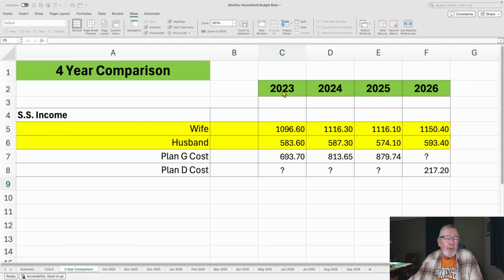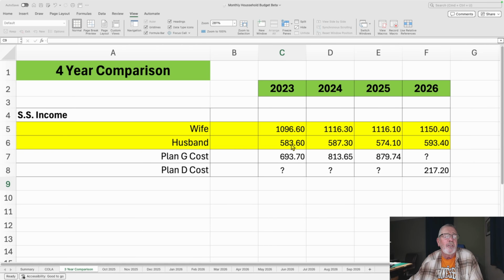In 2023, we're going to look at one person at a time. In 2023, my mom was collecting $1,096.60 of Social Security. Here you can see the increases. In 2024, it went to this. In 2025, it dropped 20 cents. And in 2026, it went to $1,150.40. So in the 4 years, her Social Security has only increased about $54. Yeah, $54 in 4 years.